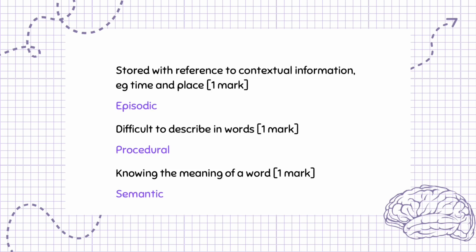Stored with reference to contextual information, e.g. time and place, 1 mark: episodic memory. Difficult to describe in words, 1 mark: procedural memory. Knowing the meaning of a word, 1 mark: semantic memory.